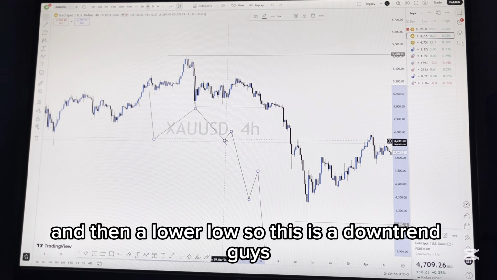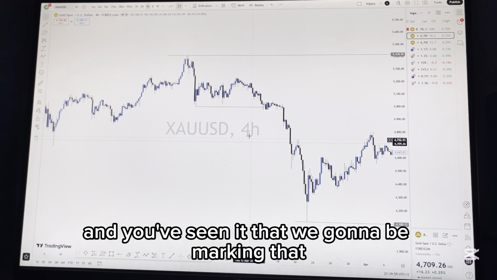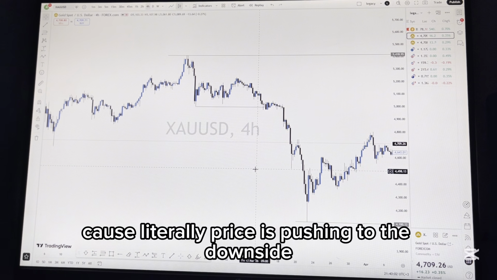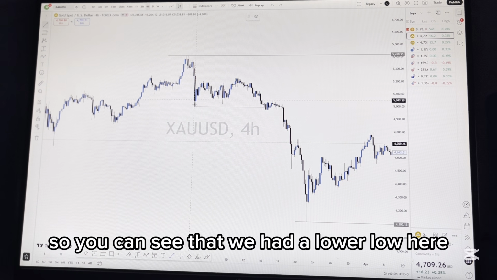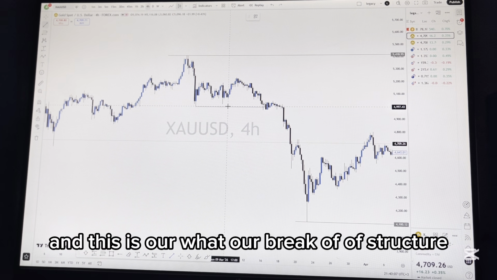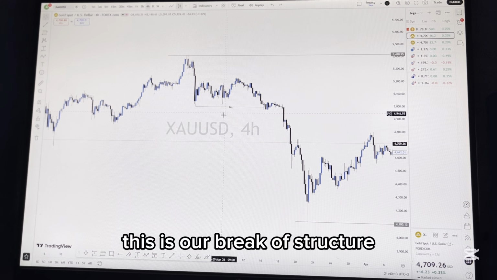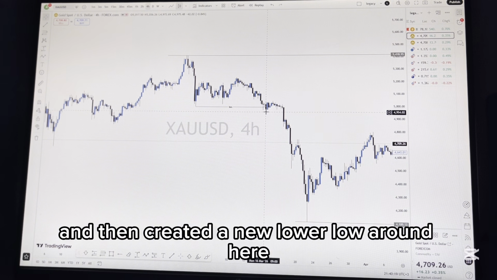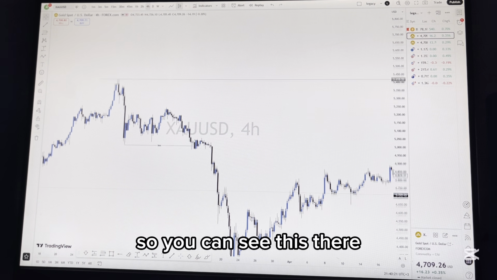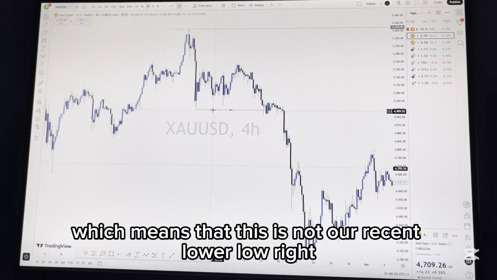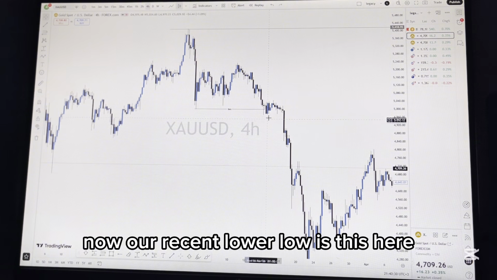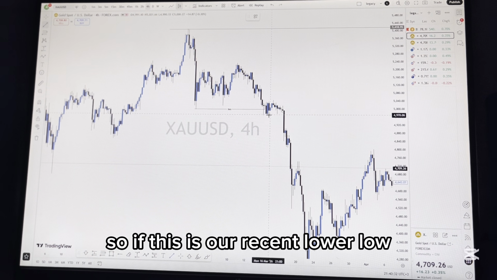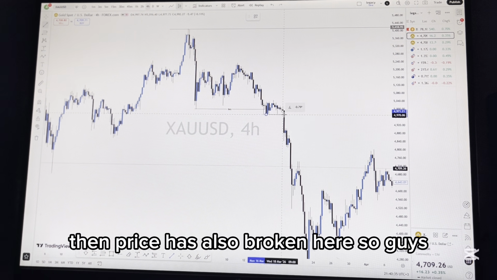So this is a downtrend, guys, and we're going to be marking that because price is pushing to the downside. You can see that we had a lower low here and it was broken here, and this is our break of structure, whereby the price broke this lower low and then created a new lower low around here. So this is not our recent lower low. Right now our recent lower low is this here. So price has also broken here.